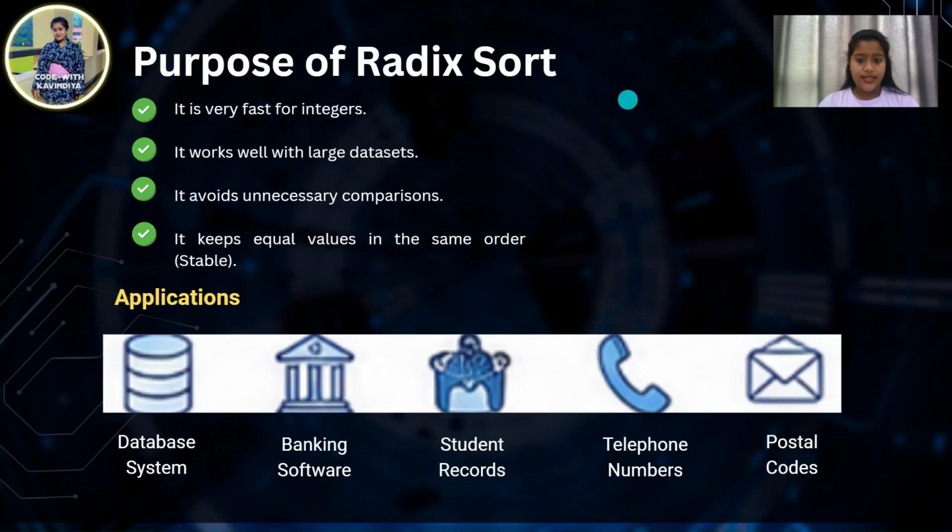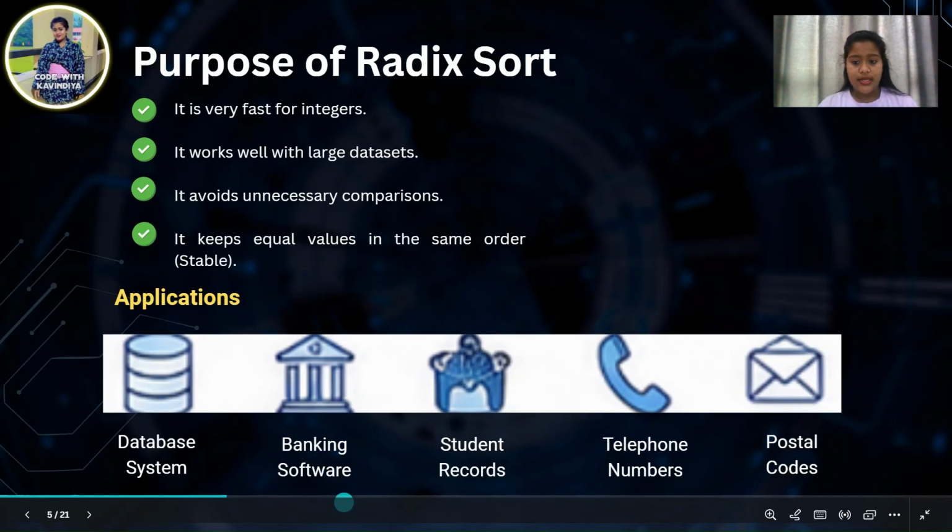Why do we use Radix sort? It is extremely fast for whole numbers. It works exceptionally well with large data sets. It avoids time consuming comparison operations, and it is stable, meaning equal numbers keep their original relative positions. Because of these strengths, Radix sort is widely used in real world software like database systems, banking software, student record management, telephone directory sorting, and sorting postal codes.